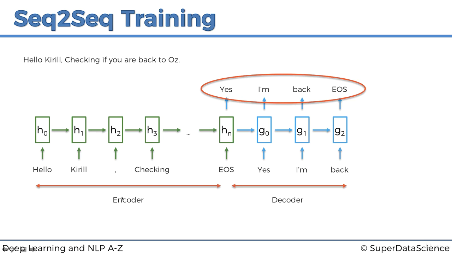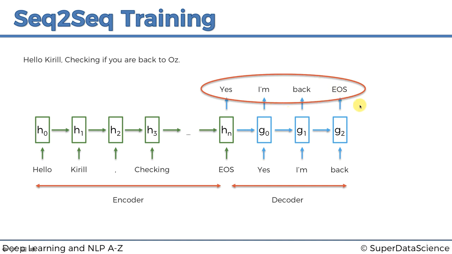Our inputs are fed in, and then once we have our inputs here, the decoder starts decoding the values, and we're feeding the values back into the decoder as they're being decoded. Now, the difference between training and actually applying is that in this case, this is the end result. This is what we want, that after our network has been trained, once we feed in the sentence, "Hello Kirill, checking if you're back in Oz," we get this as an output: "Yes, I'm back, end of sentence." Now this is the end result.